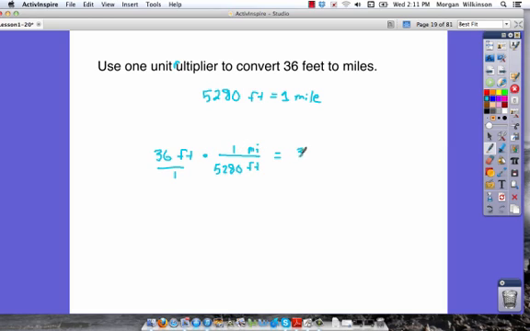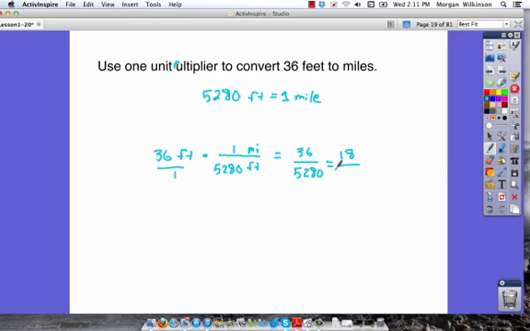We know this is going to be 36 times 1 is 36. 1 times 5,280 is 5,280. And we can find our answer from here. From here, a good way to find our answer would be to reduce. So let's cut these both in half first. We're going to get 18. We're going to cut 5,280 in half.